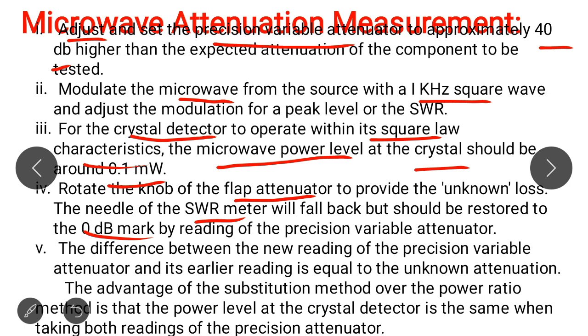The needle should then be restored to the original mark by adjusting the precision variable attenuator. The difference between the new reading of the precision variable attenuator and the earlier reading is equal to the unknown attenuation, and from this we know the attenuation of the device under test. The advantage of the substitution method, or power substitution method, is that the power level at the crystal detector is the same when taking both readings on the precision attenuator.